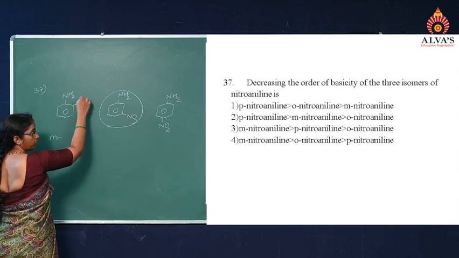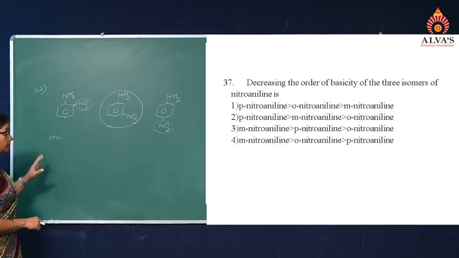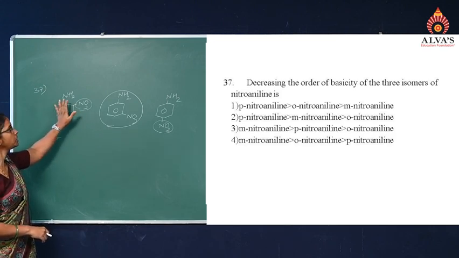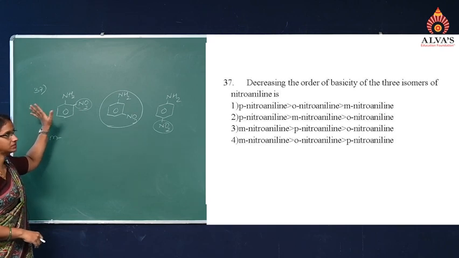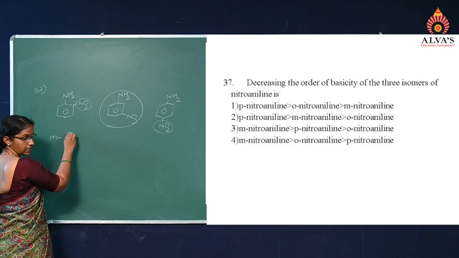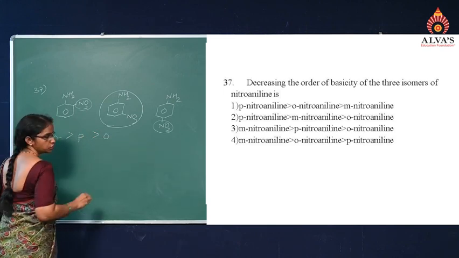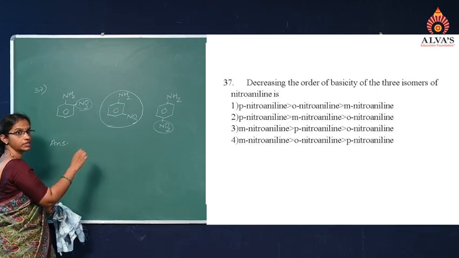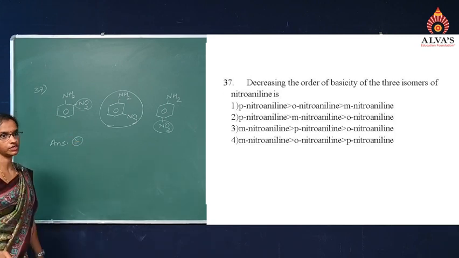Now, NO2 group in both ortho and para position shows resonance effect. Hence, their basicity will be further affected by inductive effect. Closer the group to the NH2 group, more will be the minus I effect, and it will affect the basicity. As a result, meta will be strongest, then comes para, and then comes ortho. So answer will be option 3rd.